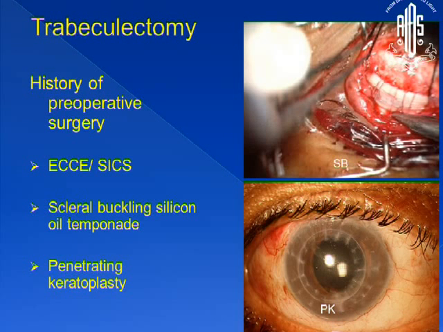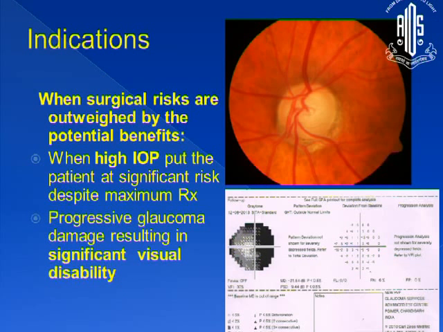Now, in trabeculectomy, history of any previous surgery may be extracapsular cataract extraction, small incision cataract surgery, scleral buckling or penetrating keratoplasty. So history is very important to know the preoperative status of the eye. Surgery is indicated when surgical risks are outweighed by the potential benefits, as when high pressure puts the patient at significant risk despite maximum treatment, or there is progressive glaucoma damage resulting in significant visual disability.